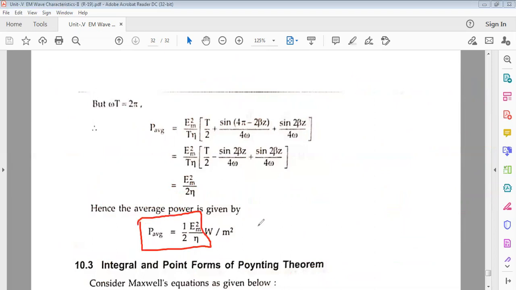Got it, students? It's a very important theorem. It's the Poynting theorem, or the Poynting vector, used to find the average power. With this, the theory part of the 5th unit is complete, my students.